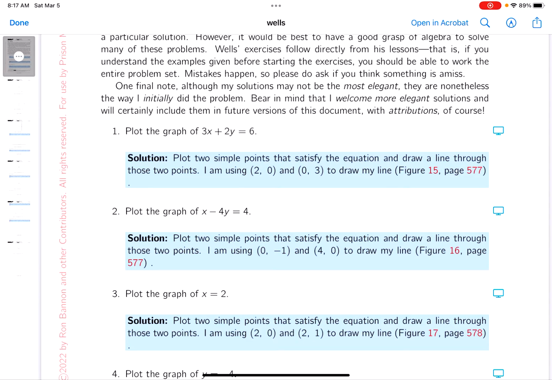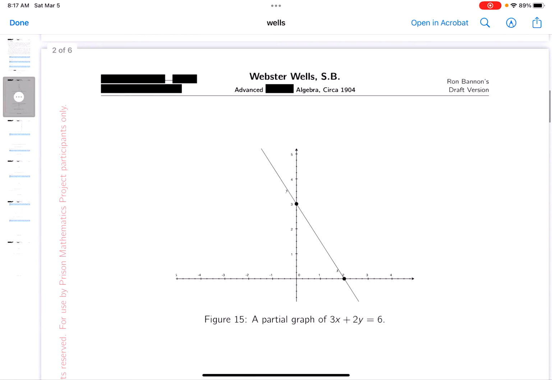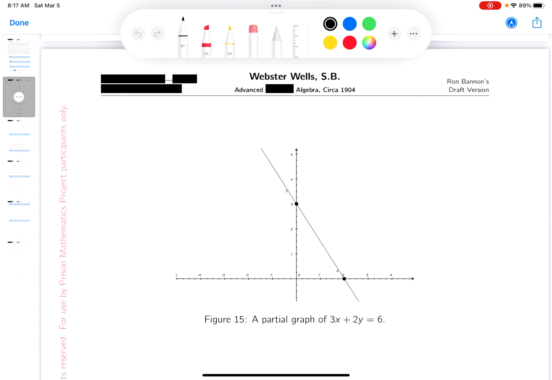It says it's figure 15 on page 577. So I got this figure over here. The way we'd like you to attempt the problem is as follows. I would certainly write down what they want me to graph. They want me to graph a relationship, and the relationship is 3x plus 2y is equal to 6. My recommendation is to pick values of x and y that make this a true statement, but please stick with easy numbers. So what we'd like to do is put a table down, an x and a y.